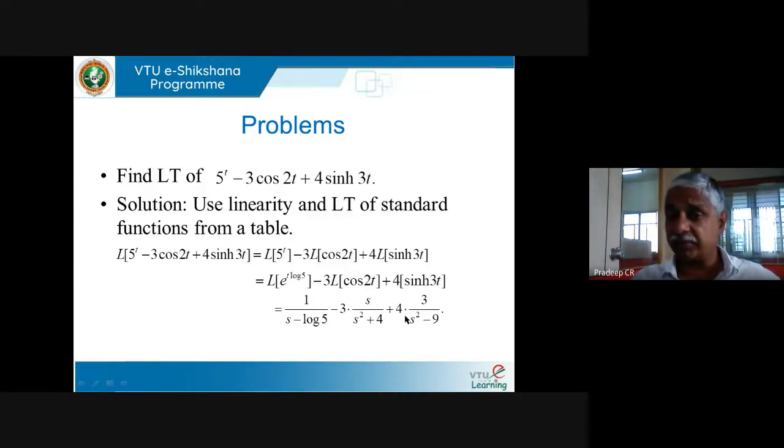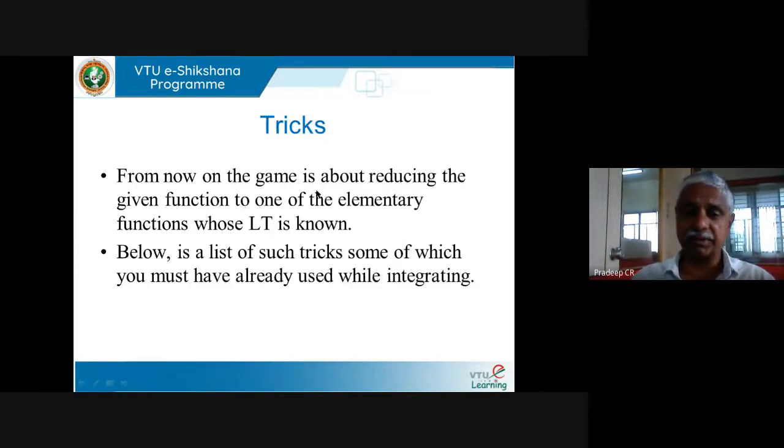That's what I'm trying to tell you. Finding the Laplace transform, for your examination, is all about symbolic manipulation. I'm given this, I'll convert it to this. I'll convert each of these terms into something which is there in the table of Laplace transforms. So all your skill must be in how to convert a given function into what is given in the table of Laplace transforms. That is what this story is.